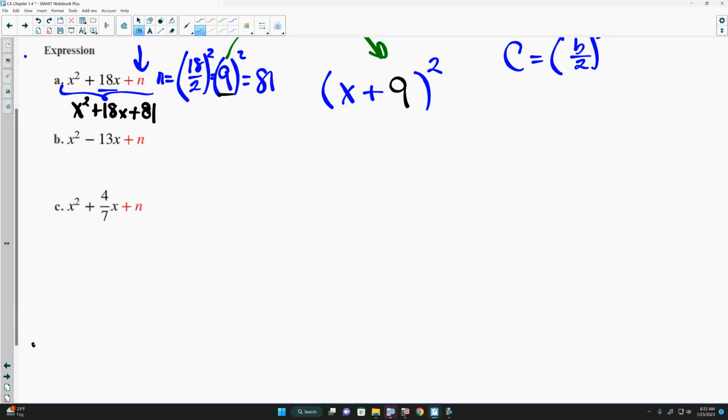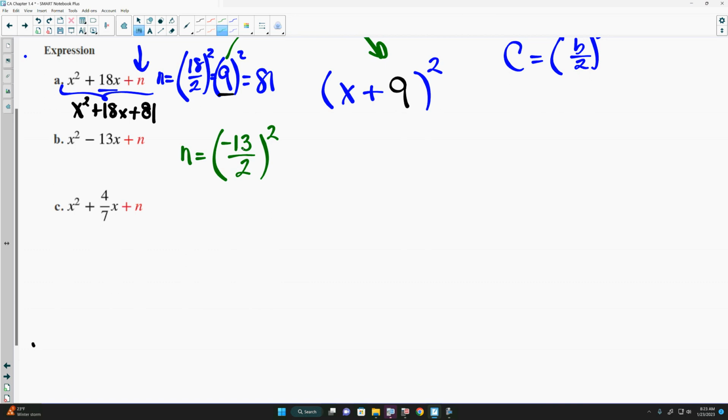X squared minus 13x plus n. I'm just using n because that's the variable that they gave. We can think of it as n or c, either one, is equal to b over 2. In this case, our value of b is negative 13. Does negative 13 divide by 2 nicely? No. So personally, I would leave it as negative 13 over 2. I'd just leave it as is, because especially when we get to solving, it's going to be easier to leave it as fractions than to deal with it as a decimal.